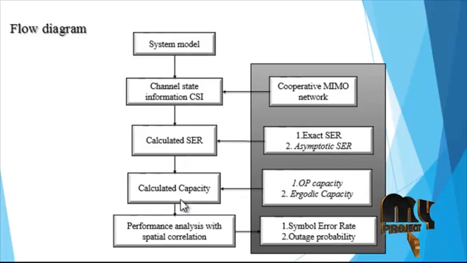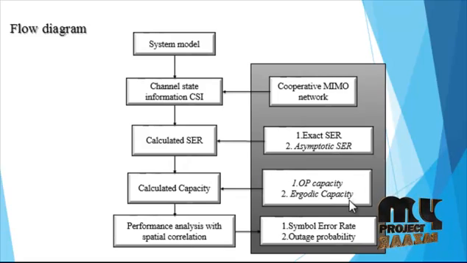Next, calculate the capacity of the process. The outage probability (OP) of the capacity is an important quality of service measure, as it characterizes the probability that the instantaneous capacity falls below a predetermined threshold. That is R_th, which corresponds to the SNR threshold: γ_th = 2^R_th − 1. Then we calculate the ergodic capacity.